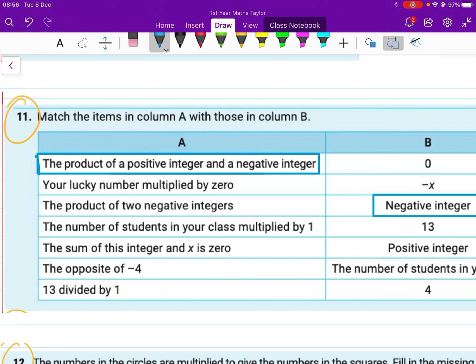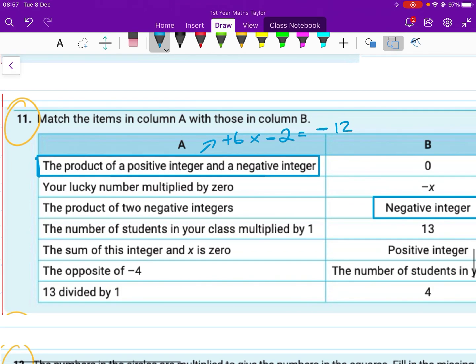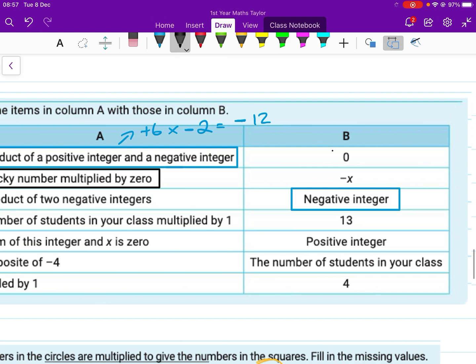So the product of a positive integer and a negative integer. So if you multiply something like plus 6 multiplied by minus 2, the plus by the minus will give you a minus, and then your answer will be minus 12, and minus 12 is a negative integer. Okay? Your lucky number multiplied by 0. Now, we just did that in the box up above. So your lucky number multiplied by 0, anything multiplied by 0 is just 0.